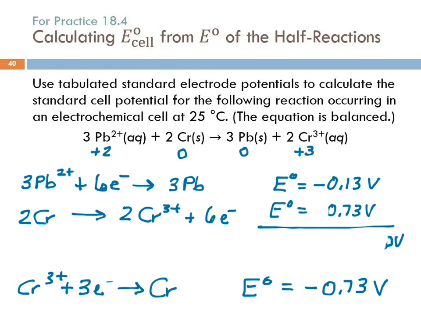So the book's way says the standard potential for this electrode is minus 0.73. That's what you see in the table. And then the standard cell potential is the cathode minus the anode.